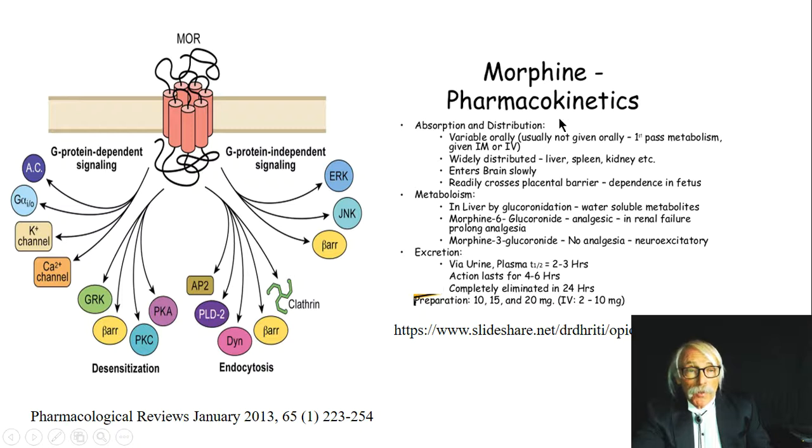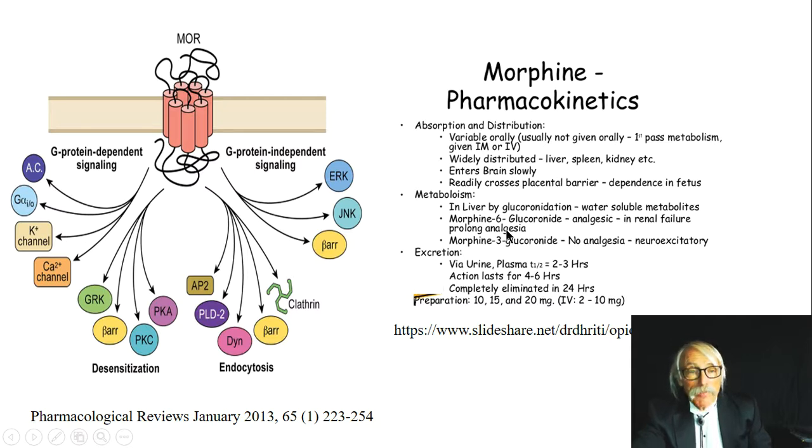Here's a basic rundown of morphine pharmacokinetics. I got this from a website, SlideShare. You get absorption and distribution. It's variable orally, but normally we don't take morphine orally. But first pass metabolism, given as either IM or IV, much more common, intramuscular or IV. Widely distributed, morphine gets in the liver, the spleen, the kidneys, etc. Enters the brain slowly. Readily crosses, however, the placental barrier. That's why you get fetal dependence and addiction.